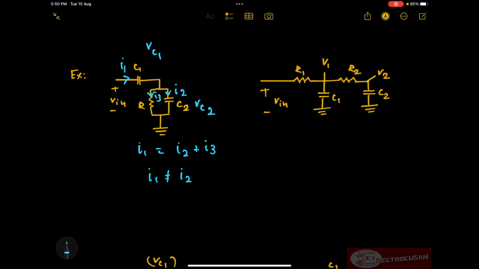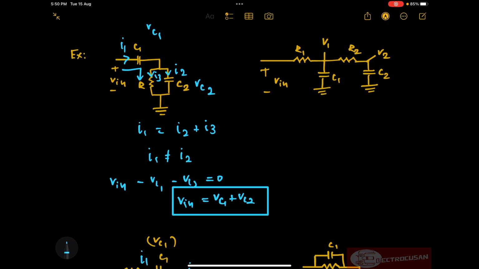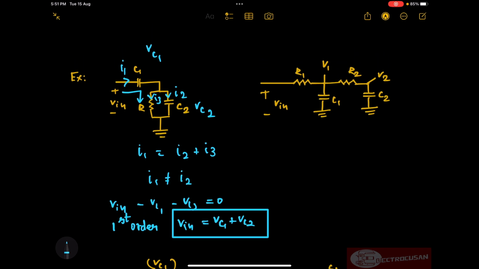Now we'll try to write the KVL equation across this circuit. Vin minus VC1 minus VC2 is equal to 0. So Vin is equal to VC1 plus VC2. Now we have got the relationship between VC1 and VC2, and it is a linear relationship. That brings us to the conclusion that this is a first order circuit. Now moving on to the other example.